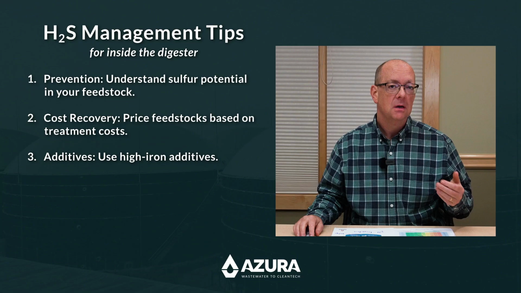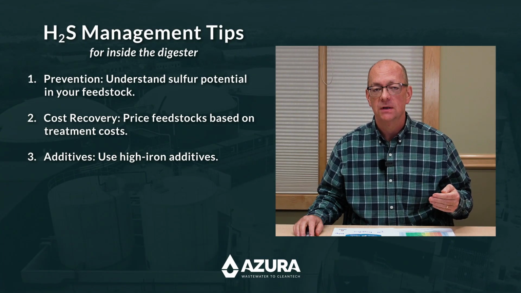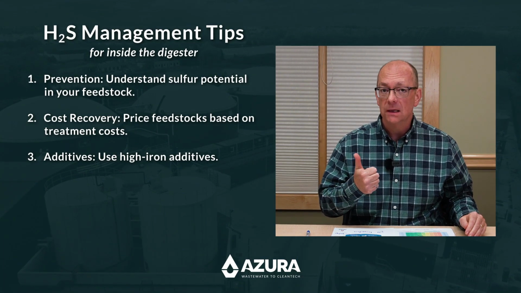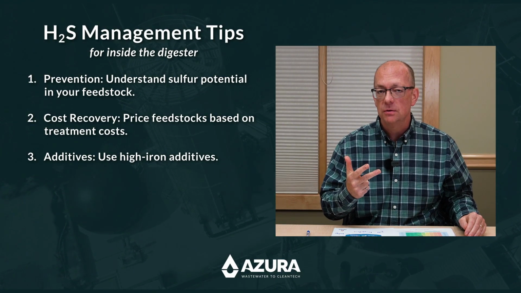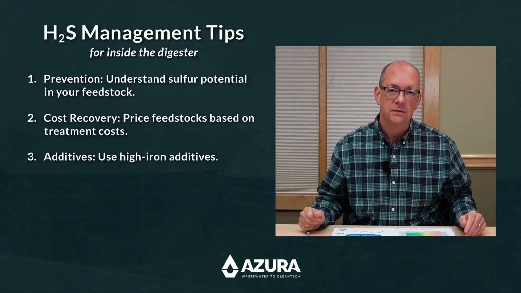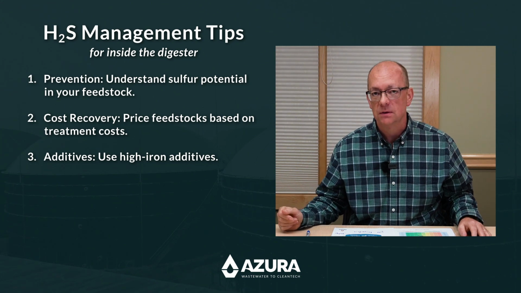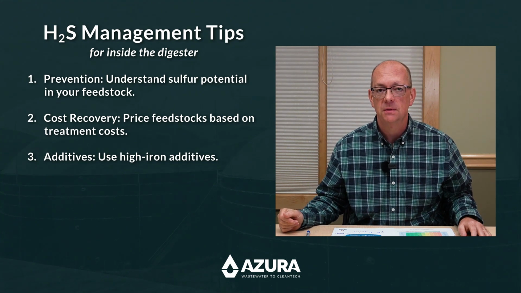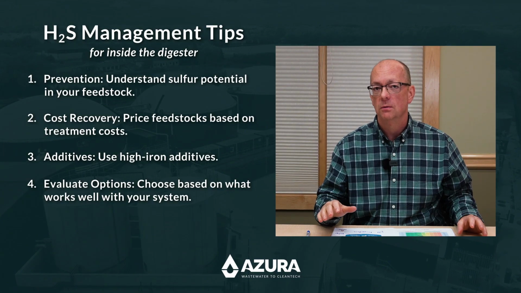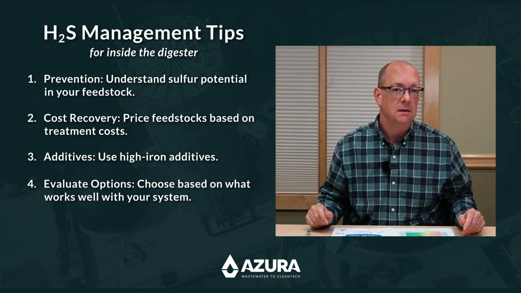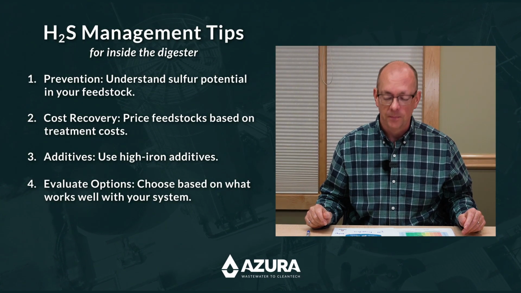So additives, high iron additives, for example, ferric chloride liquid, iron oxide, iron hydroxide powders. Those are the most common additives widely available. There's quite a few manufacturers of those types of materials. Some work better than others, some work faster, some work slower. There's a lot of different reasons in those purchasing decisions.